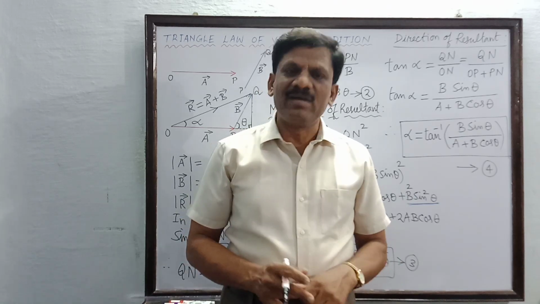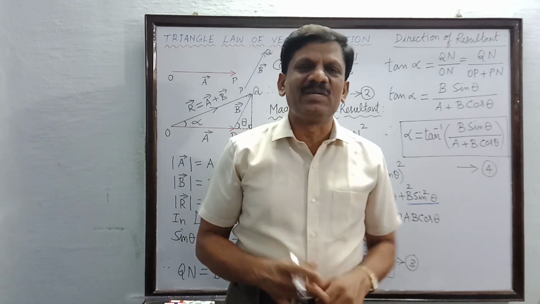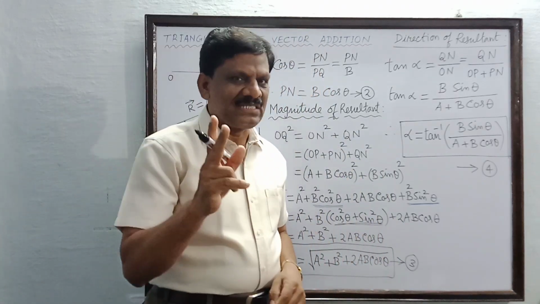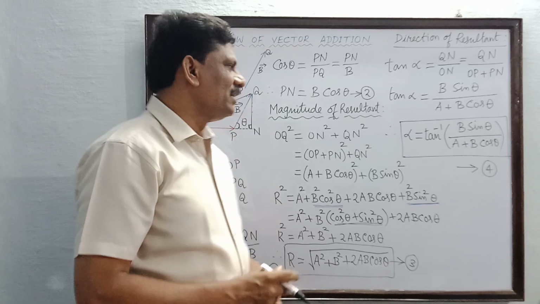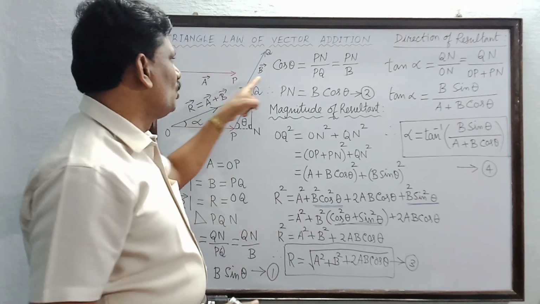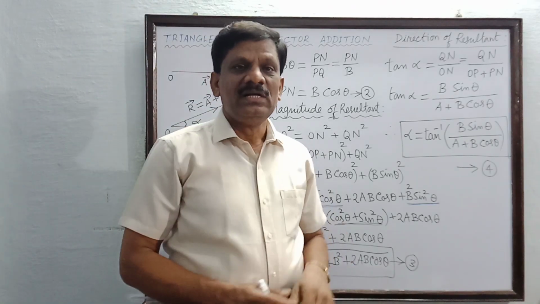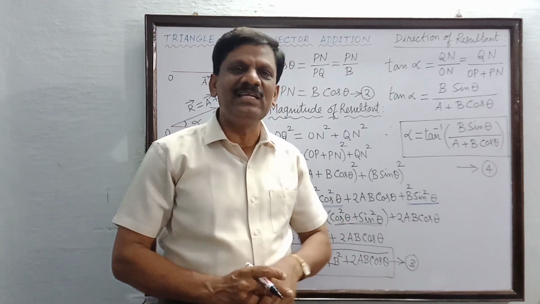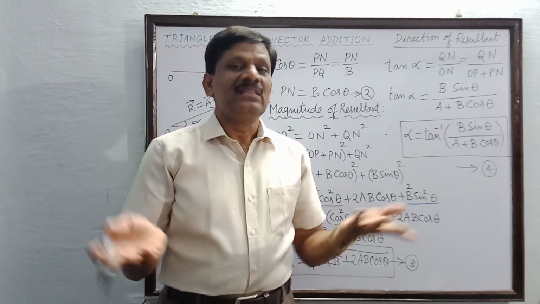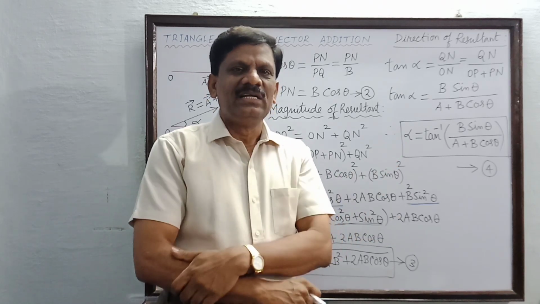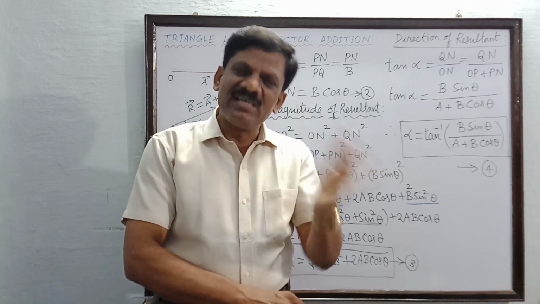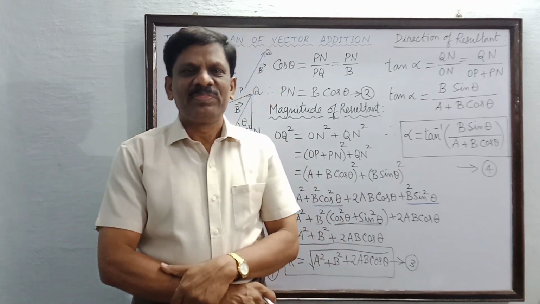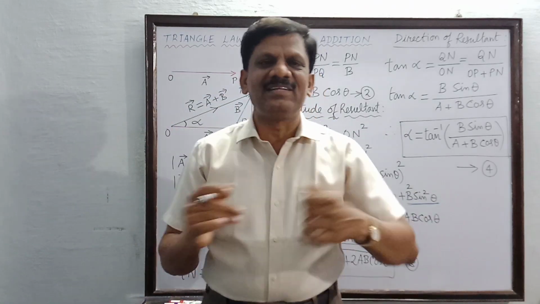Once again I will recall the statement. So what is the statement of the triangle law of vector addition? If two vectors are represented by the two sides of a triangle taken in the same order, you have to highlight it, taken in the same order, then their resultant is given by which side? The closing side or the third side of the triangle, taken in the opposite order.